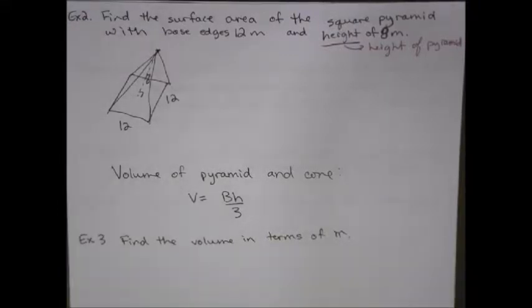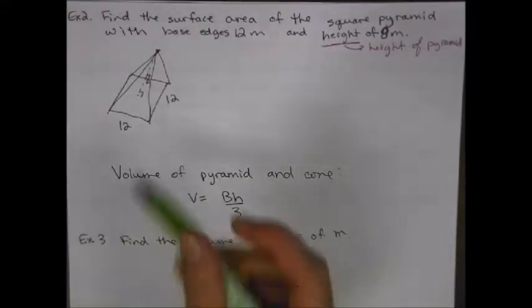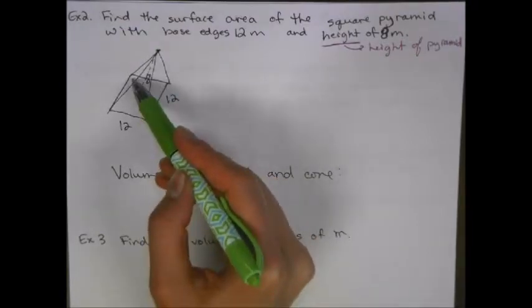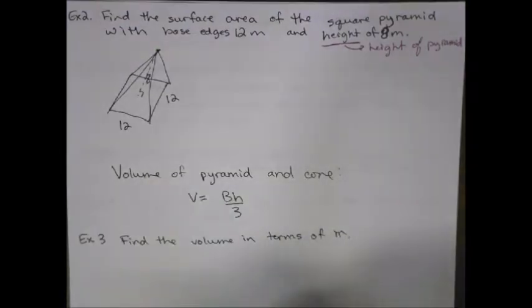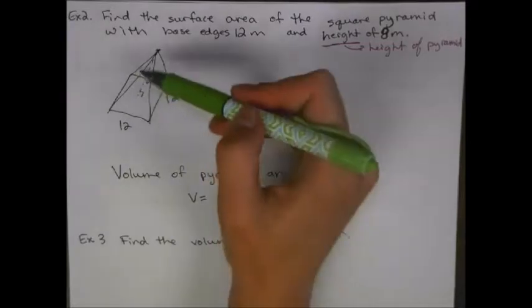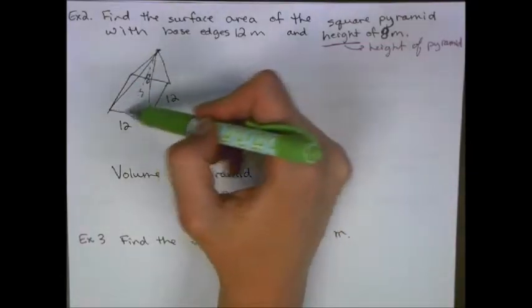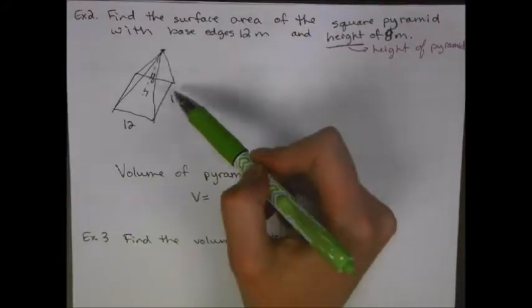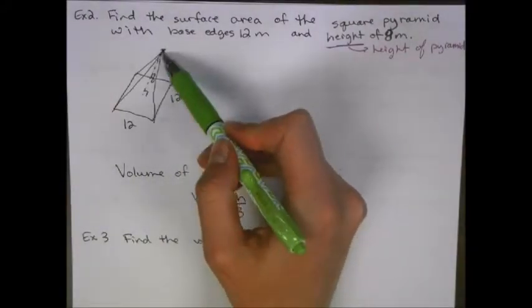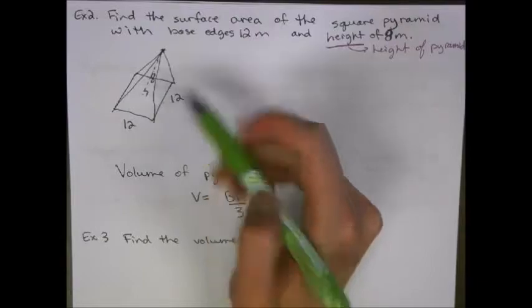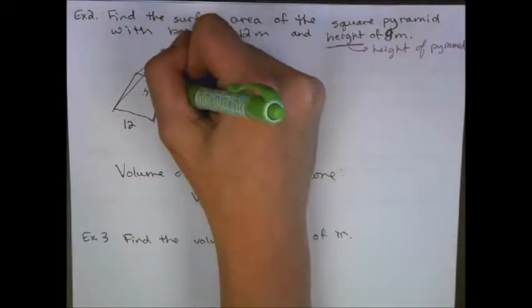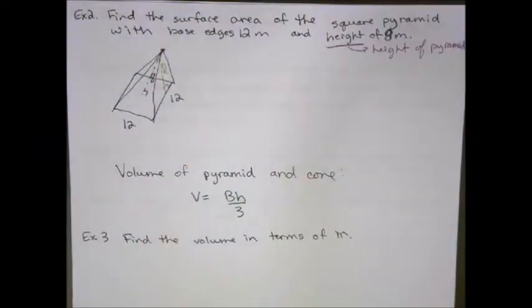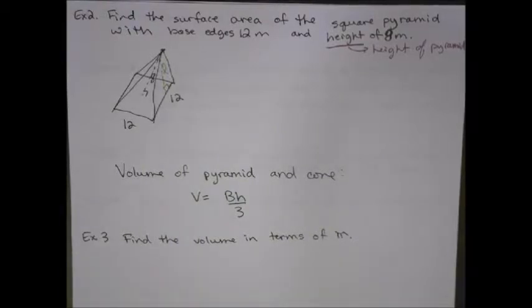So to find surface area, we're going to find the area of the base and the area of each of the triangles. And all the triangles are the same again because it's a square. Now this time though, notice we don't have our slant height. We don't have the height. We need the height of the triangle. So we're going to have to find that.